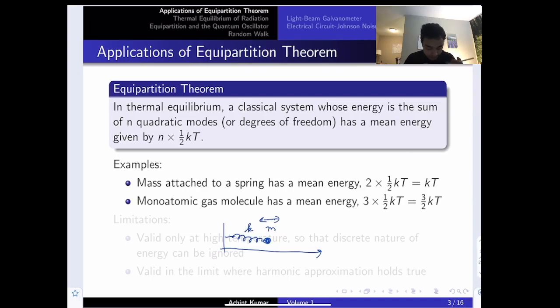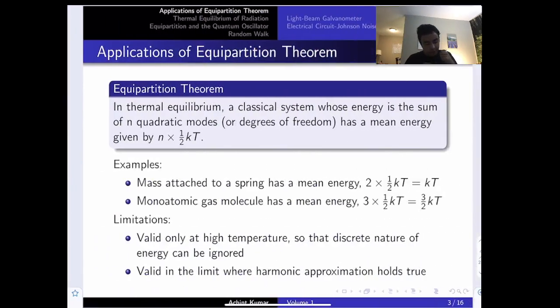Okay, next another example would be that of monoatomic gas molecules, and a gas molecule has kinetic energy in 3 dimensions. So the energy of a gas molecule is 1/2 mvx squared plus 1/2 mvy squared plus 1/2 mvz squared, and each component has an energy half kT associated with it, and you multiply it by 3 to get 3/2 kT, and that gives you the mean kinetic energy of a gas molecule at temperature T.